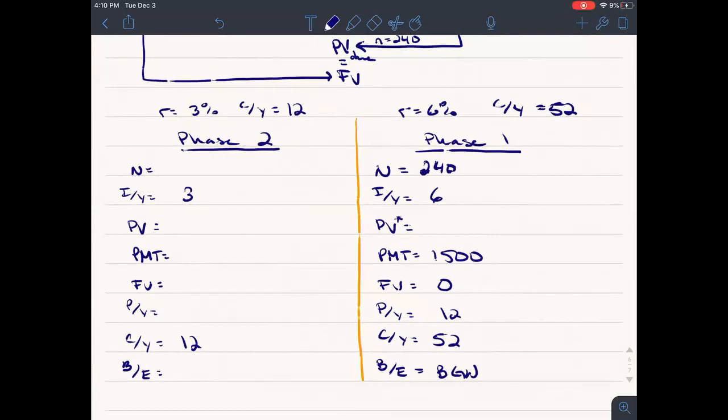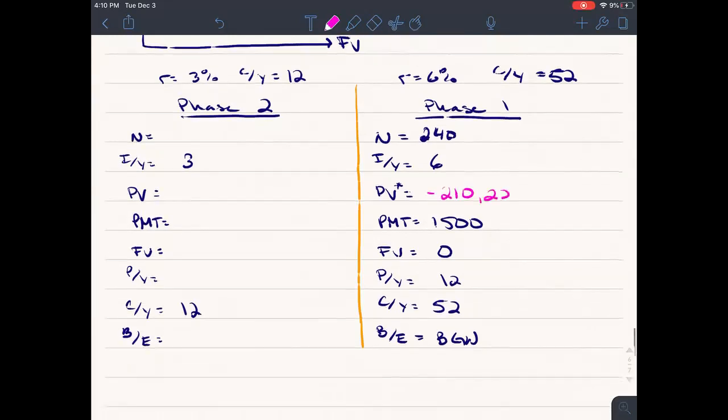Okay, so then solving for the present value: 240 for N, 6 for the interest per year, 1,500 for the payment amount, 0 for the future value, 12 payments per year, 52 compoundings per year, and I'm still in begin mode, so I'm okay, and then I can compute my present value. I get 210,224.4794.